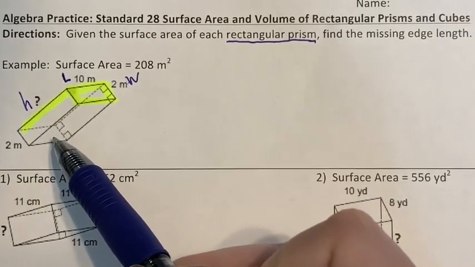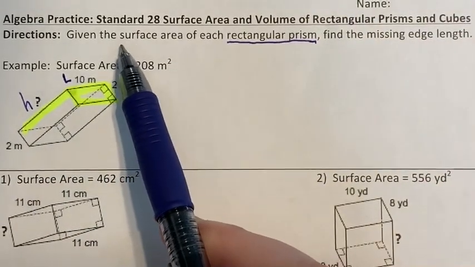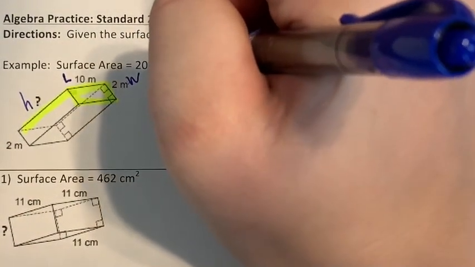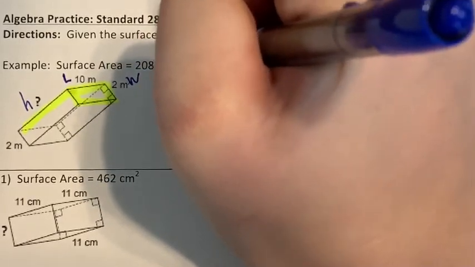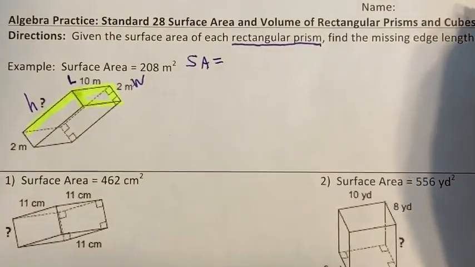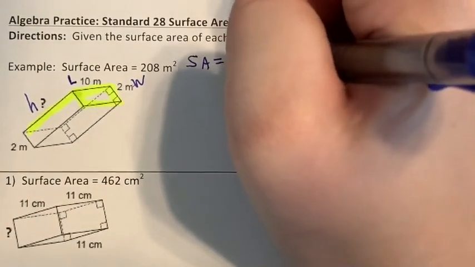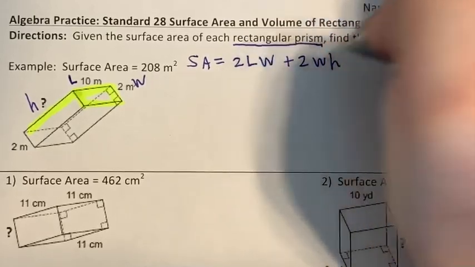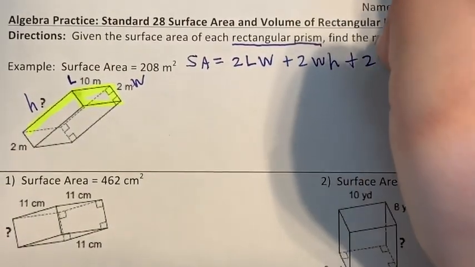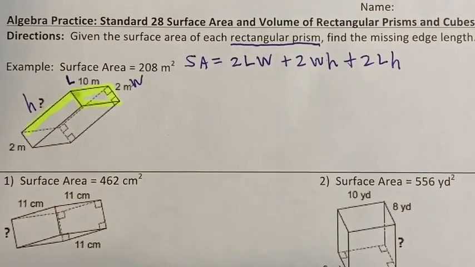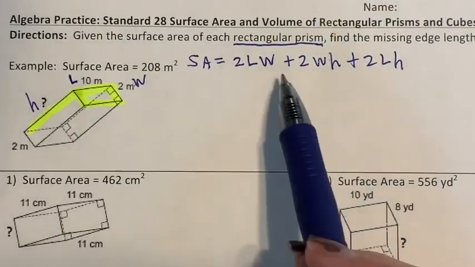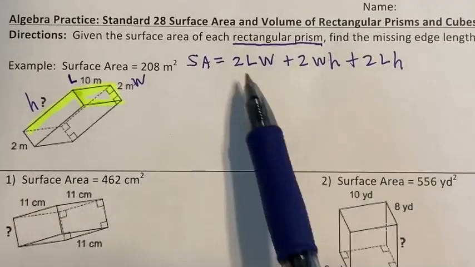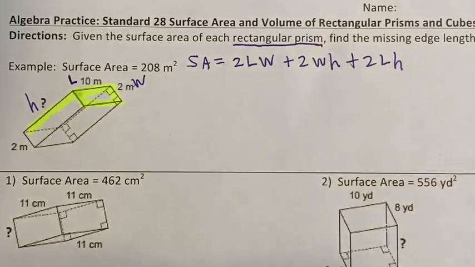The next thing we need to do is write the formula that we learned for surface area of a rectangular prism. So I would have your notes out. The formula that we learned is that surface area, capital SA, equals 2 length times width plus 2 width times height plus 2 length times height. So there's the formula that we learned. We have our formula, we've labeled our figure. The next thing we need to do is plug in all of these variables into our formula.